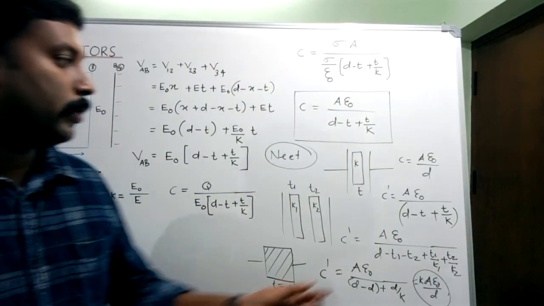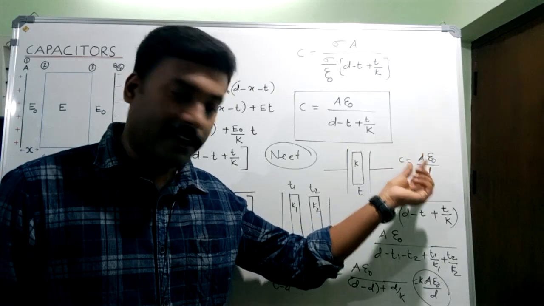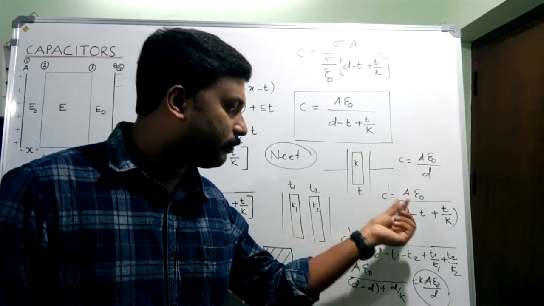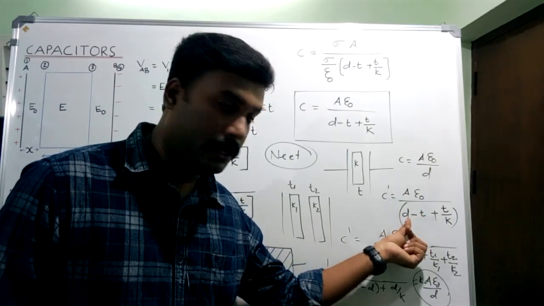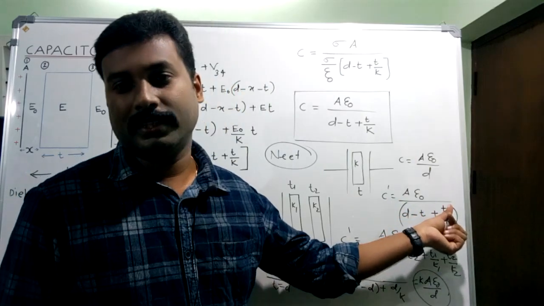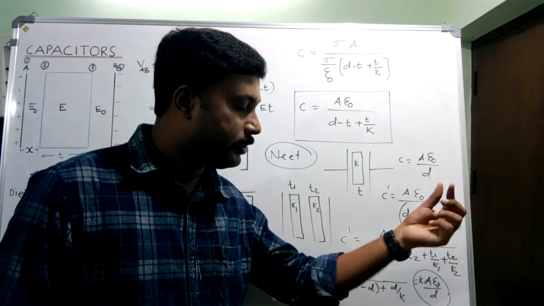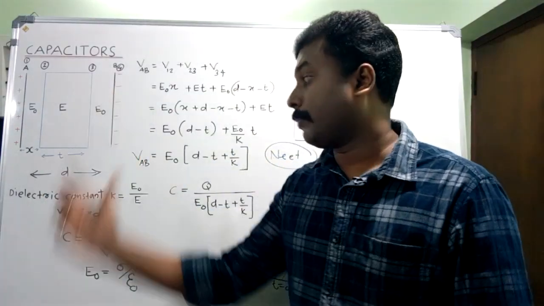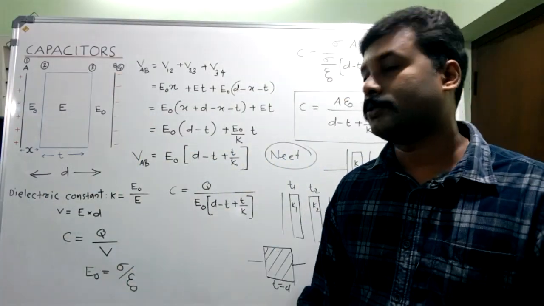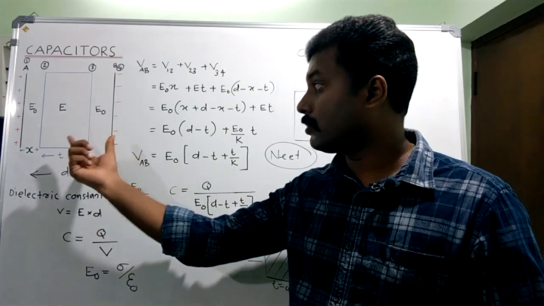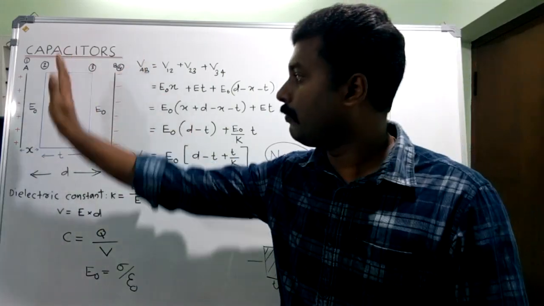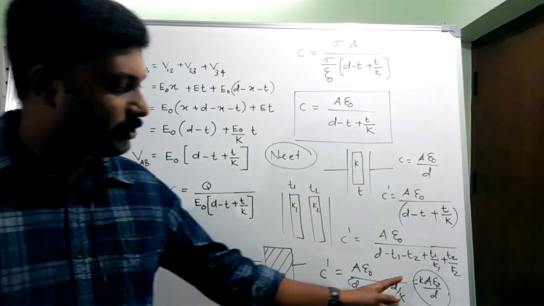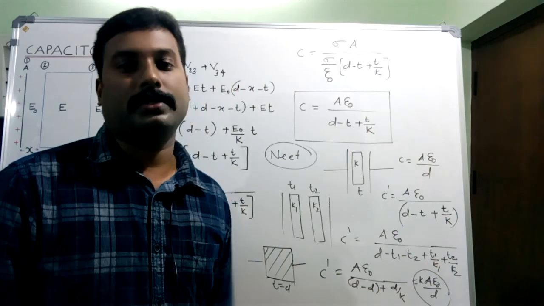So the actual equation C is equal to A epsilon 0 divided by D. If we are introducing a slab of thickness T and dielectric constant K, we first subtract that thickness T from D, then add the factor, that is the thickness divided by the dielectric constant. For a capacitor, we know we use these capacitors to store electric charges. When the dielectric fully fills the gap, with dielectric constant K, the capacitance becomes K times that of the actual capacitor.